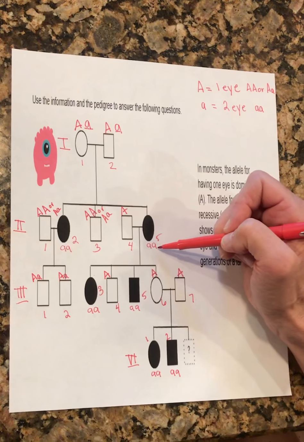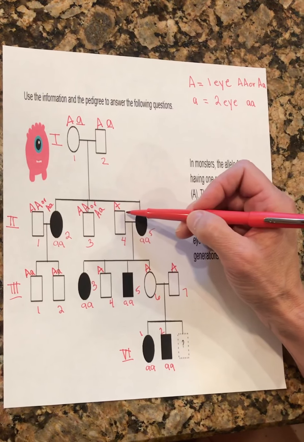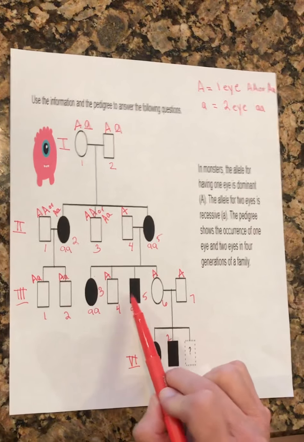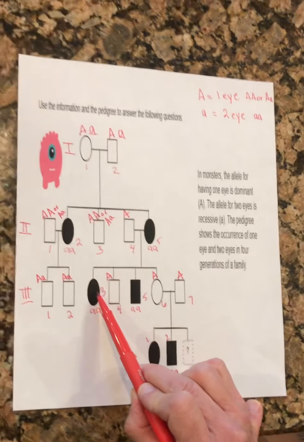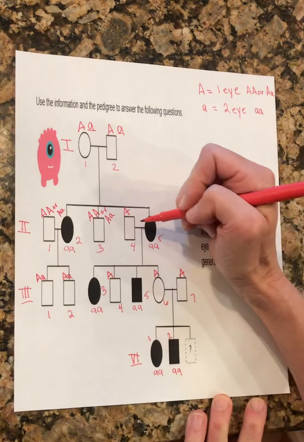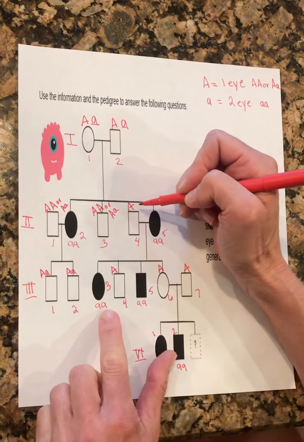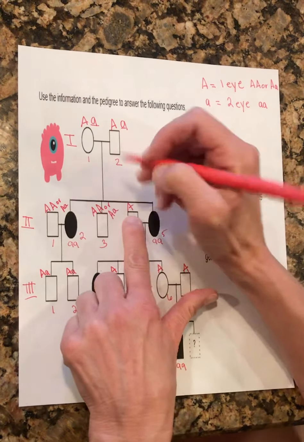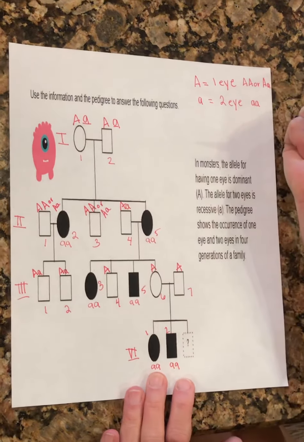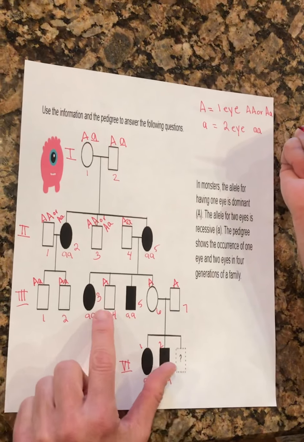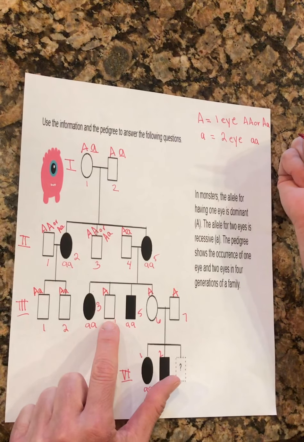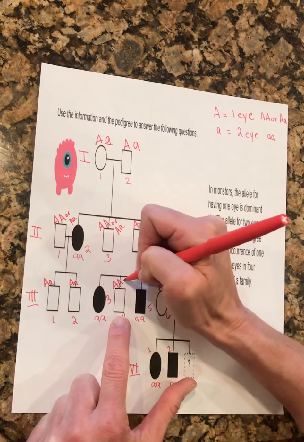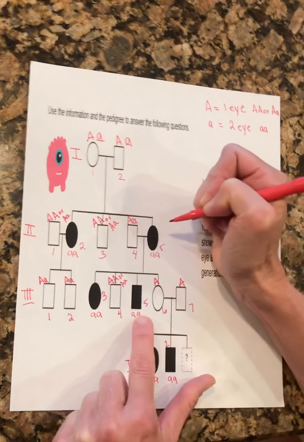Well, we know that mom is little a, little a, but what is dad? So let's check out what their kids are. Well, they too have two children that have two eyes. They're homozygous recessive. So dad would have to be big A, little a, because they each have one little a from mom, so they had to get one from dad. So dad's going to be heterozygous. Okay, now do we know what this brother is? We don't. Because he doesn't have any children, he could be big A, big A, or big A, little a. We know what this one is.